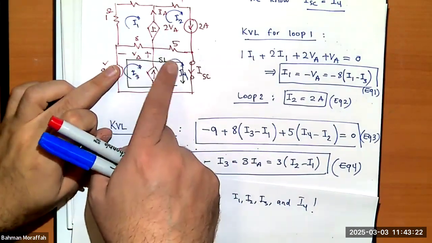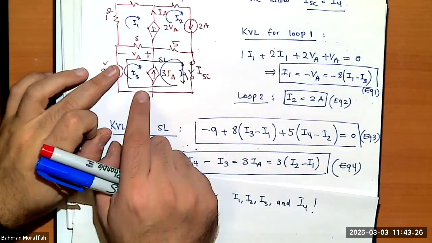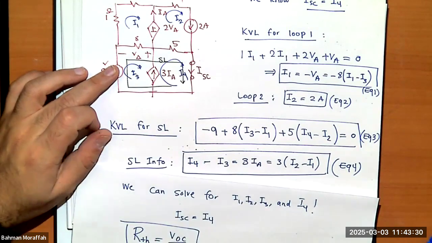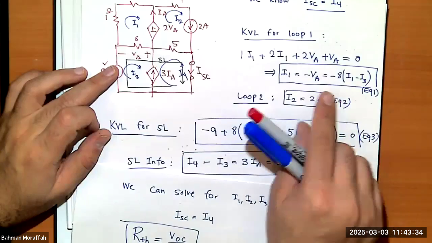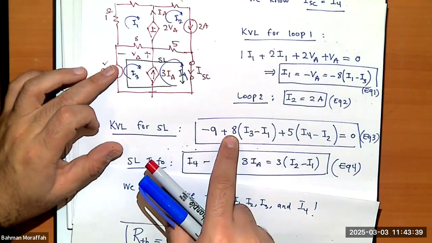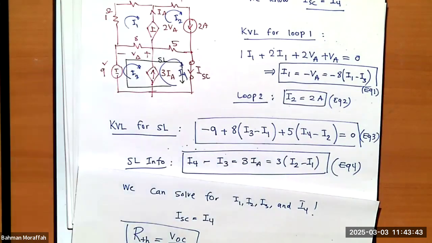This is my super loop direction. It is negative VA, correct. Correct. But I'm distributing the negative sign in there. So I have I3 minus I1. Right? But yeah, you are absolutely correct. Yes.